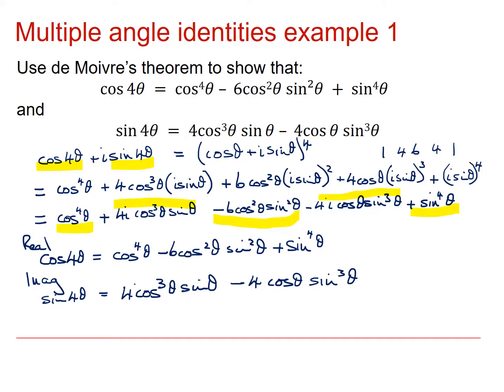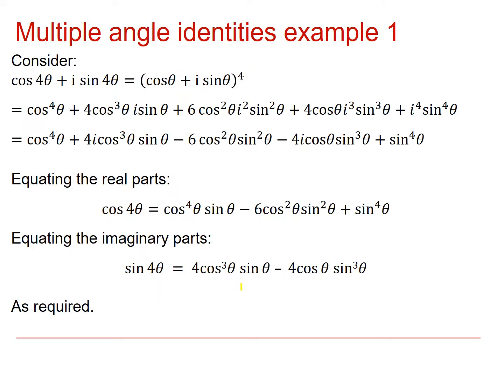And if you look at those two, those are the same as the expressions we've got up here. There's all of that written up for you. You can see here we've used De Moivre's theorem to give us an expression for cos 4 theta and sine 4 theta, multiplied through and then tidied up, equated the real parts here, equated the imaginary parts here, and we get the answers as required.